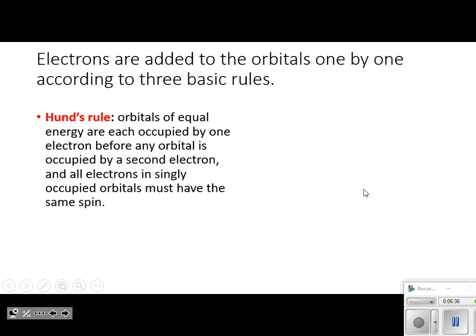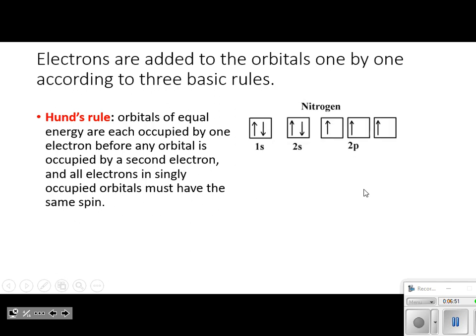Hund's rule. Hund's rule states that orbitals of equal energy are each occupied by 1 electron before any orbital is occupied by a second. Okay? Now, if you remember yesterday, here is nitrogen. We stated that nitrogen earlier today has 7 electrons. Now, what we mean by Hund's rule here, 1s, 2s.